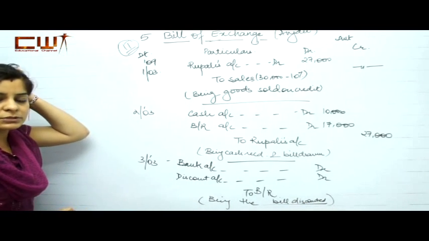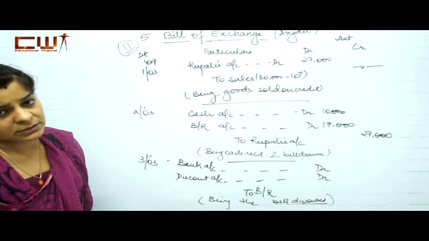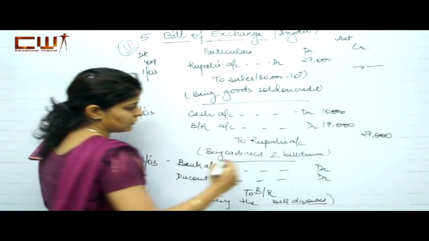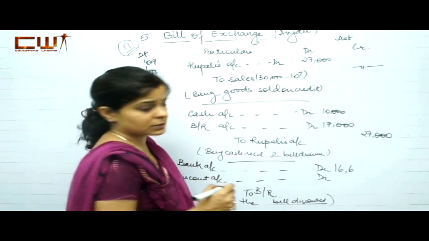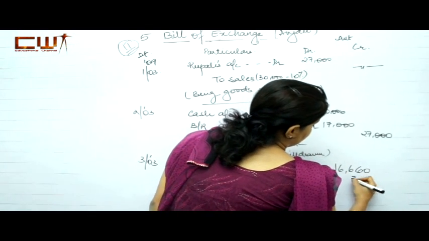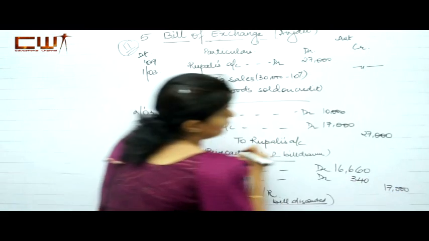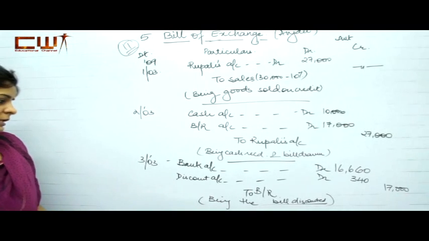Alright, how much is it for? 17,000. How much is it being discounted for? 12%. You will calculate the months also, 3 months, right? So it will be 16,660. 340 is the discount amount that is coming, and total is again 17,000. Alright. So this is still discount.